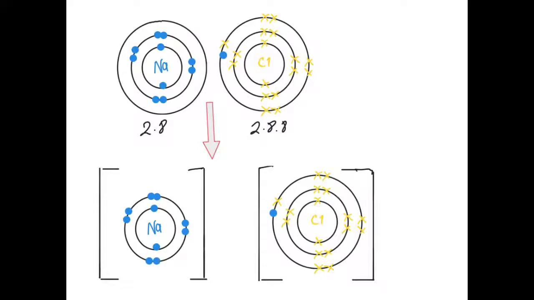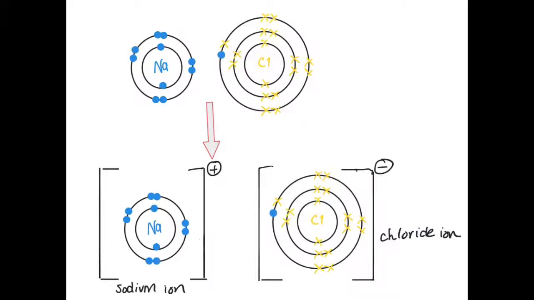And the way that we show this firstly is to put square brackets to show that electrons have been gained or have been lost. Remember, metals always lose electrons. And then because the sodium has lost an electron, it becomes positively charged, which we show with a positive charge outside the square brackets. The chlorine has become a chloride ion. The sodium has become a sodium ion.